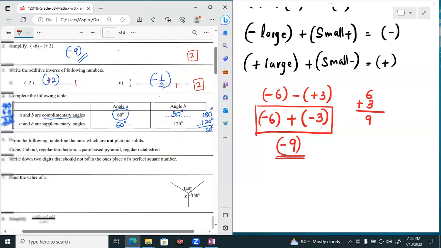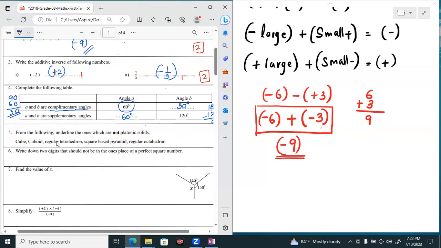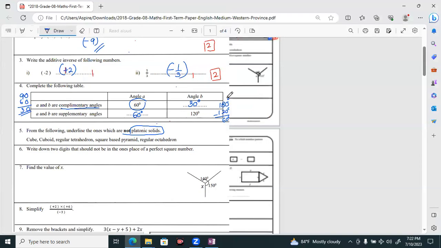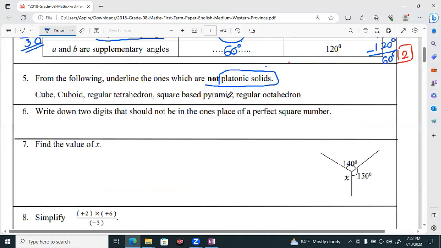Okay, the fifth question is based on solids, but we haven't done it, doesn't matter. From the following, underline the ones which are not platonic solids. What are the platonic solids? Remember that the platonic solids are the solids which have all the same sides.